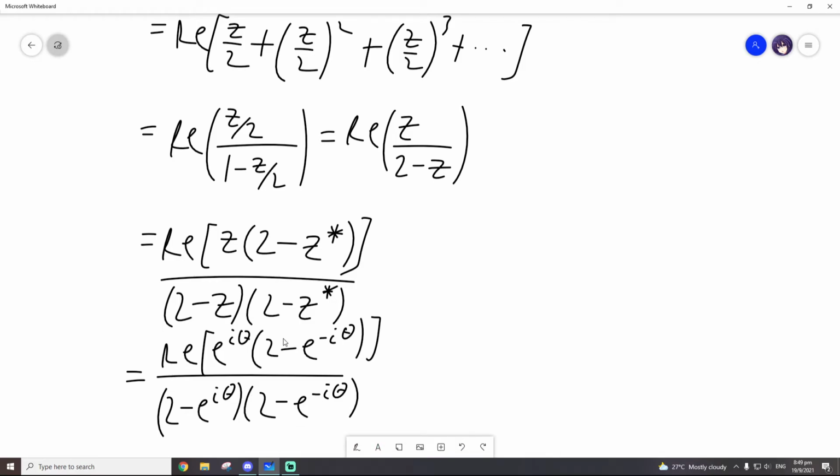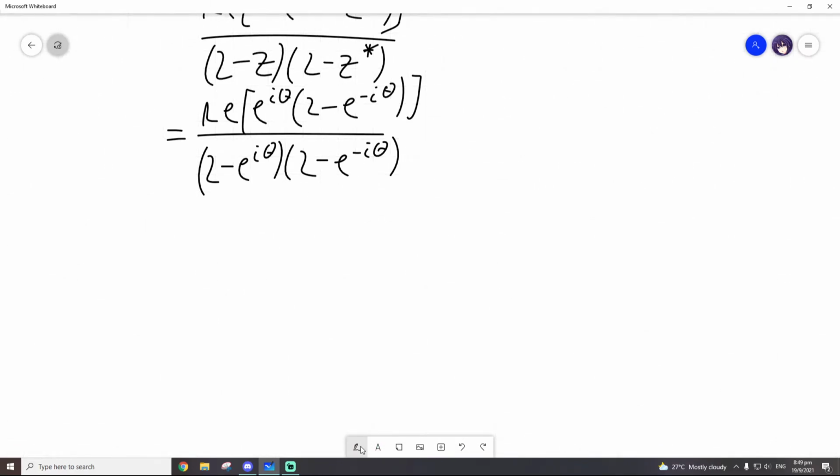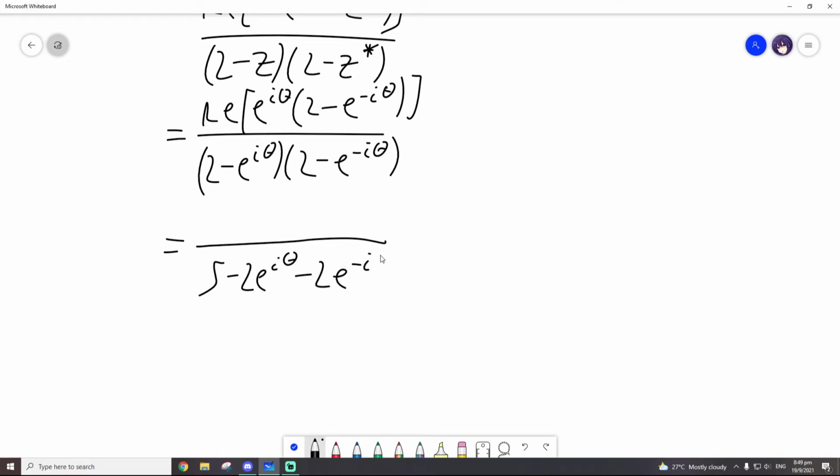All right. This here, we can compute the denominator first. This is going to be 4. This is going to be positive 1. And we have 4 minus, we have 5 because 4 plus 1 is 5. 5 minus 2e^(i theta) minus 2e^(negative i theta).